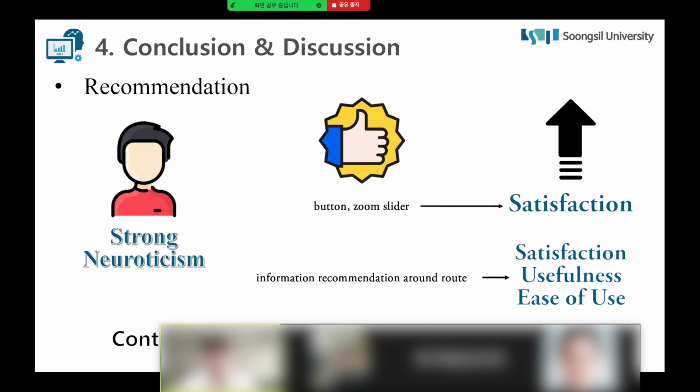Third, with a strong neuroticism tendency, it can be recommended to provide the button zoom slider design type in terms of satisfaction, and information recommendation around route design types in terms of satisfaction, usefulness, and ease of use. It can be interpreted that control-oriented users prefer to use design types with features related to typical actions.